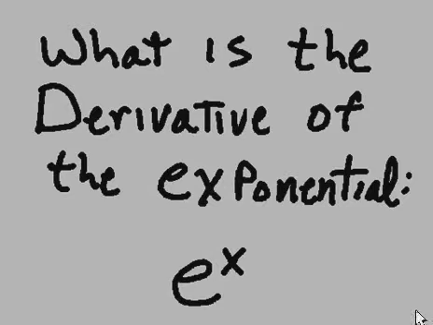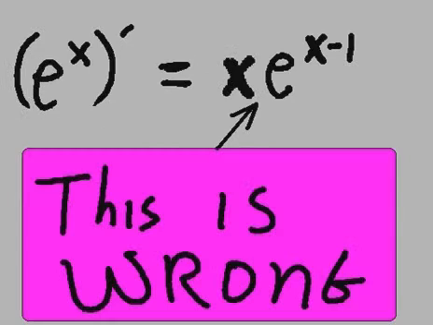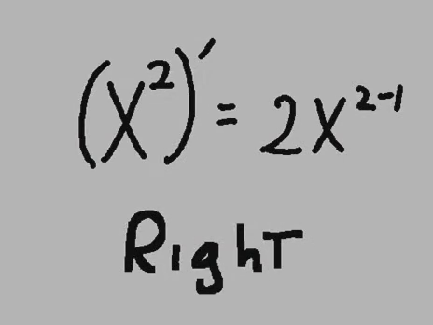What is the derivative of the exponential e to the x power? E to the x is indestructible. It doesn't go away. E to the x prime equals e to the x. Period. End of story. E to the x prime equals x times e to the x minus 1. This is wrong. Let's see the right way to do that.